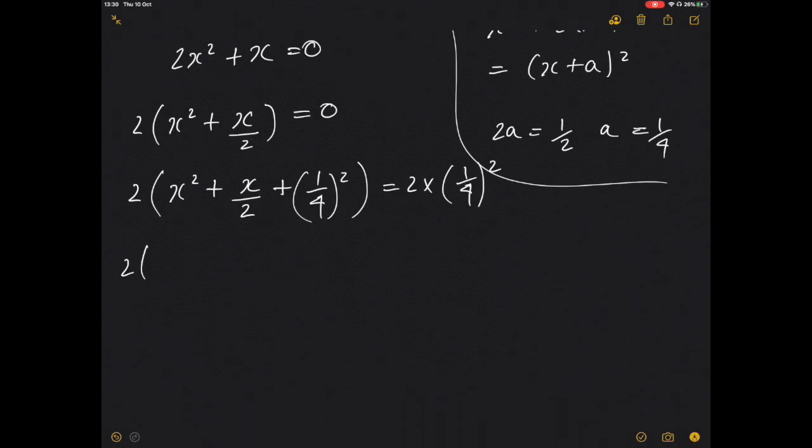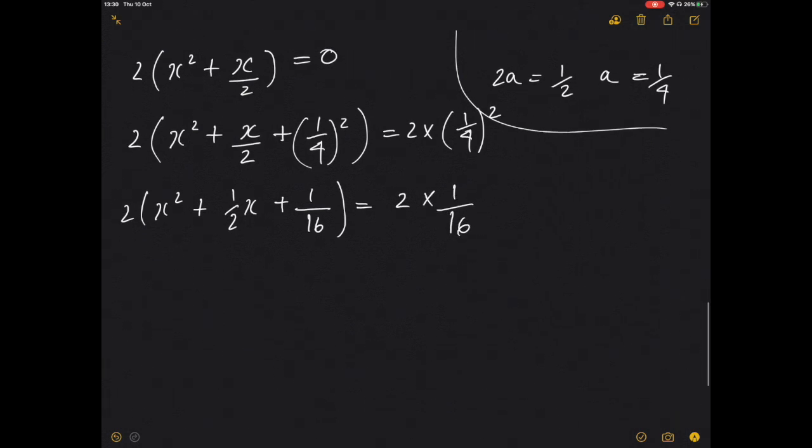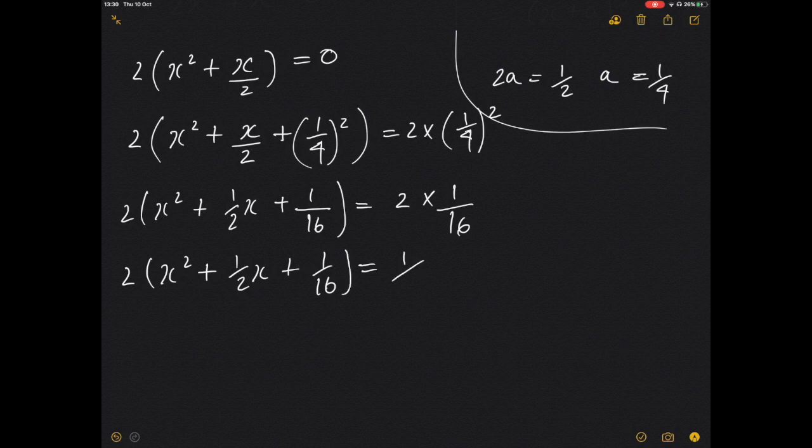We would have 2x squared plus, and we'll call this a half x for tidiness, plus, so we have 1 squared equals 1, 4 squared is 4 times 4 is 16, and that equals the same over here. So that's 2 times 1 divided by 16. So the answer would be 2x squared plus a half x plus 1 over 16 equals 1 over 8.